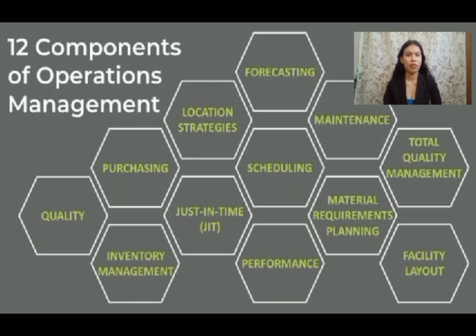The last component for operations management is inventory management. This component involves keeping track of the stock materials and items and ensuring that the company is carrying the right amount of materials that will be needed at the right time. This allows the company to not have too much shortage or too much excess inventory. This also enables the company to produce products whenever there are customer demands. And that would be all about the 12 components of operations management.